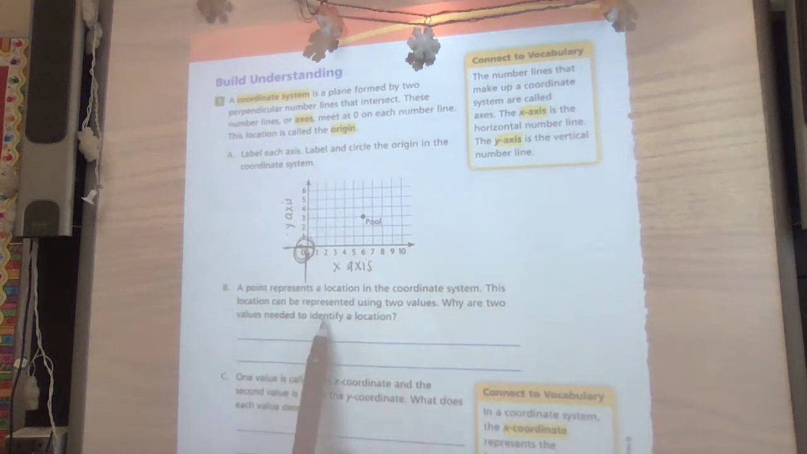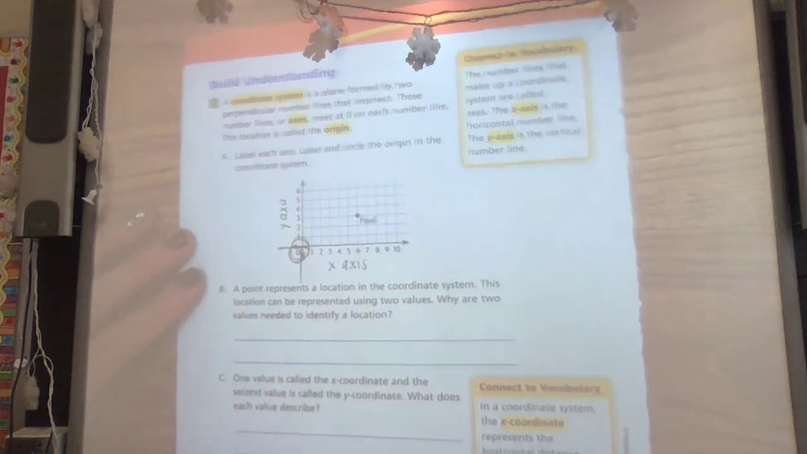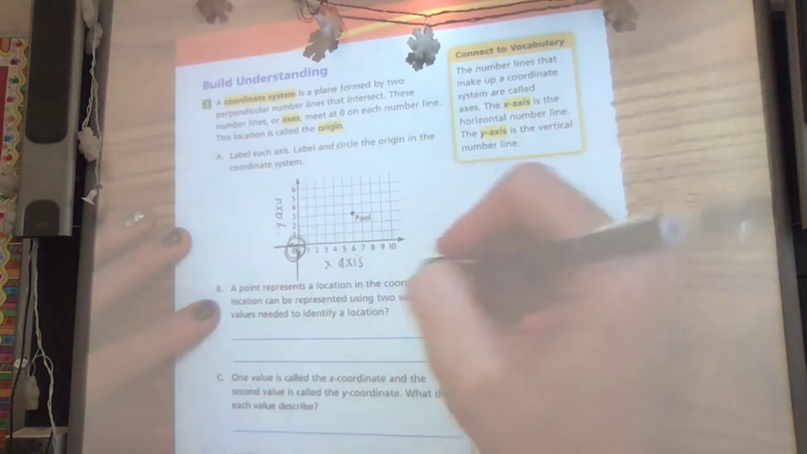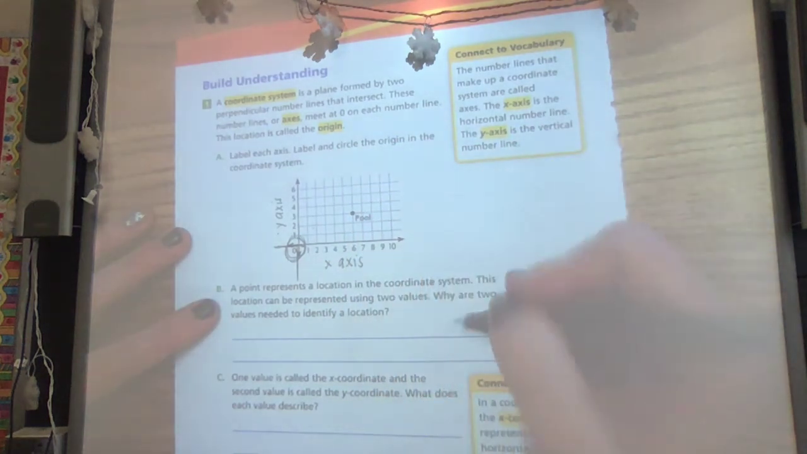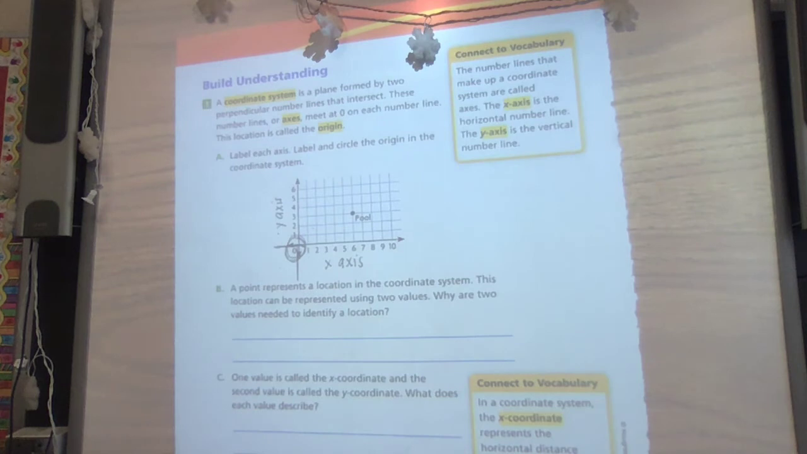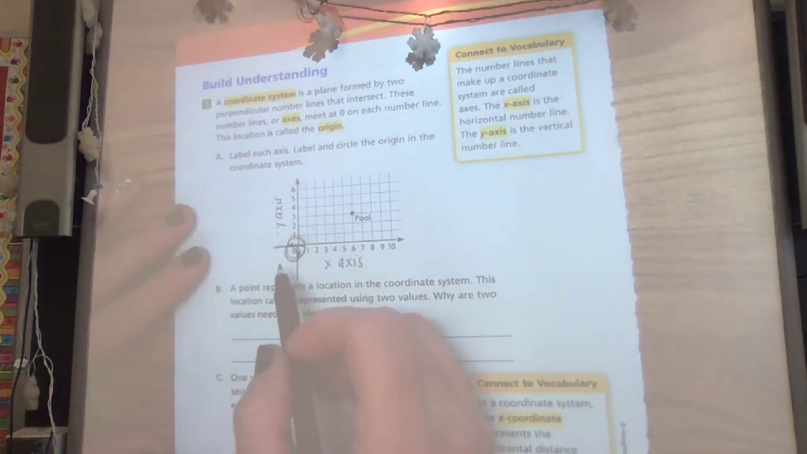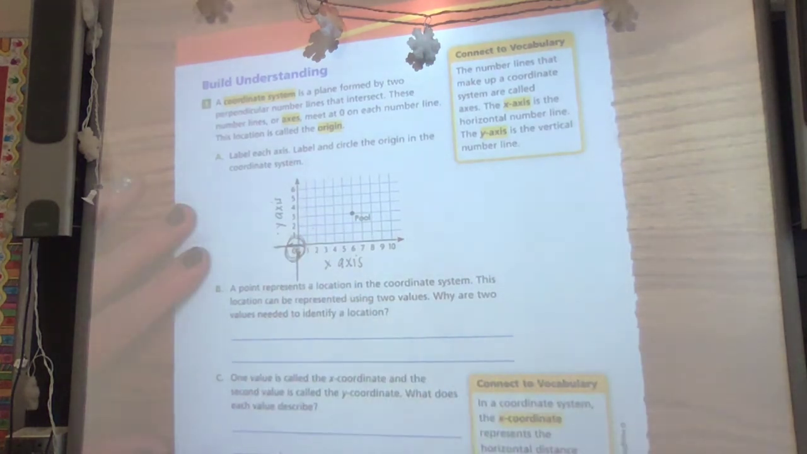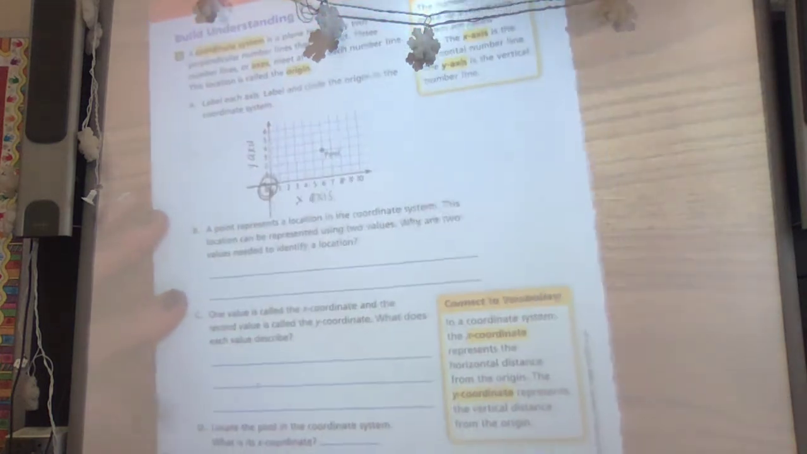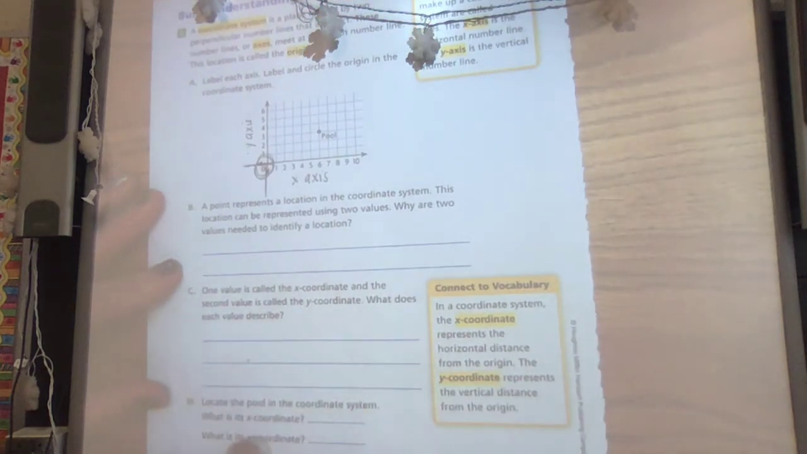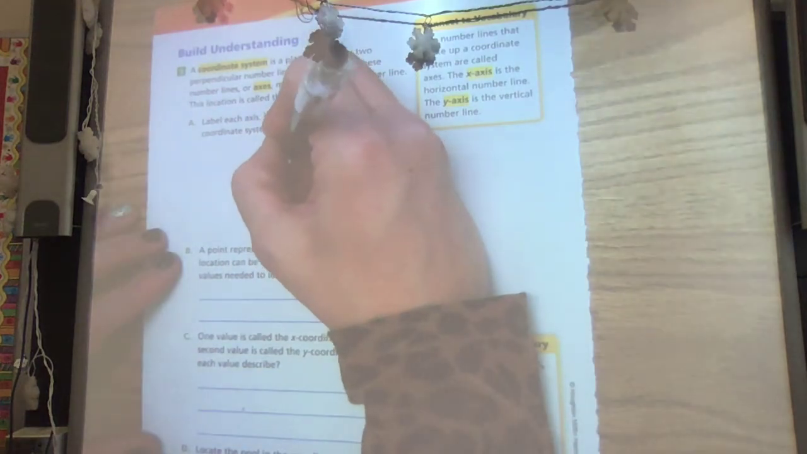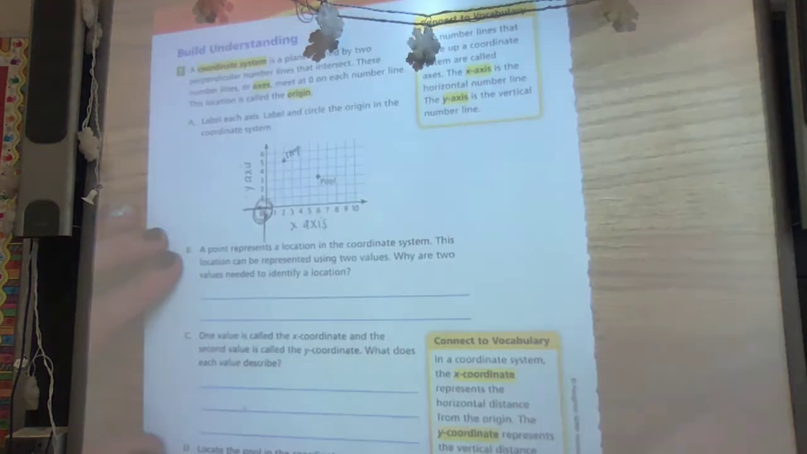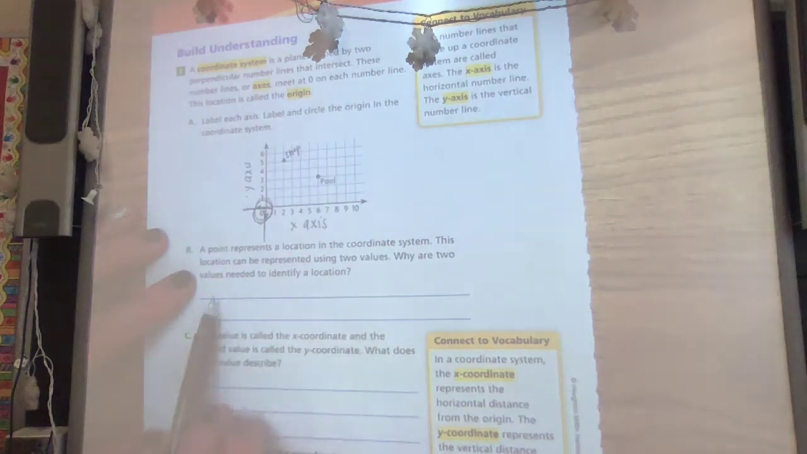A point represents a location in the coordinate system. So this location can be represented using 2 values. Why are 2 values needed? Okay, it's asking about the pool here, so I'm going to just make up a new one. Let's say that there's a shop right here. Why are 2 values needed?